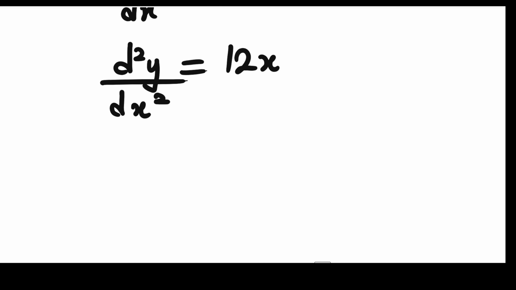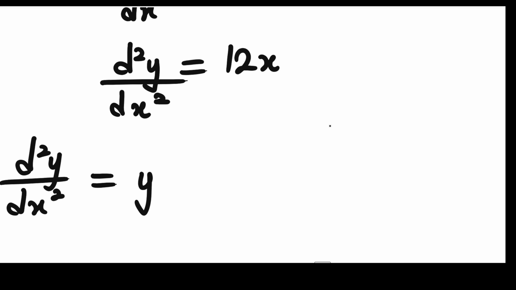So anytime you have a function and you have to find d squared y over dx squared, it means you have to differentiate the function two times. You have to differentiate the function two times, which is the same as y prime prime. So it means you have to differentiate the function two times, which is also the same as f prime prime of x.